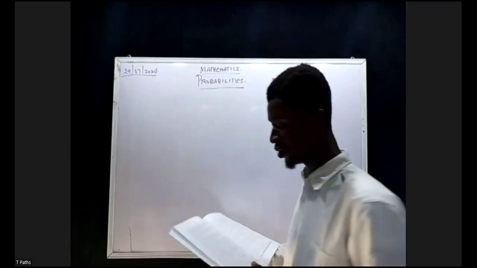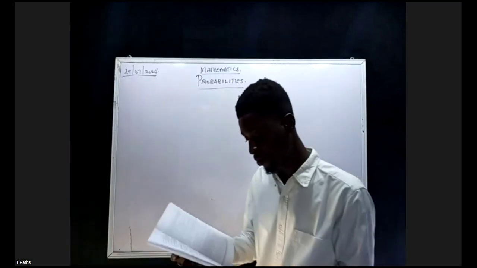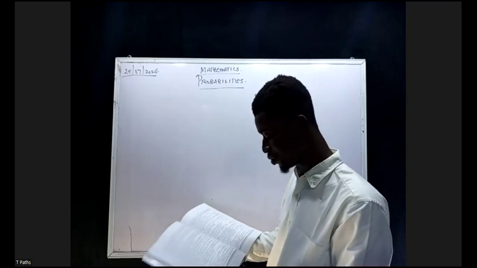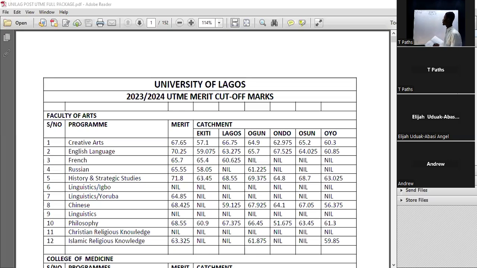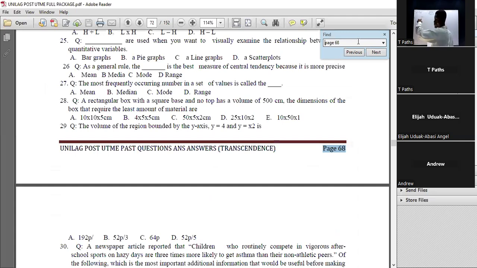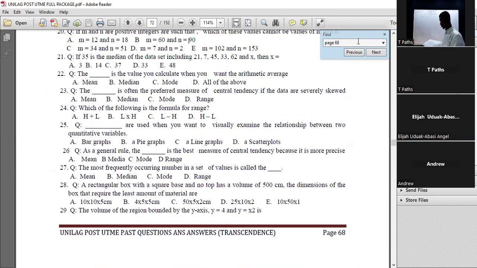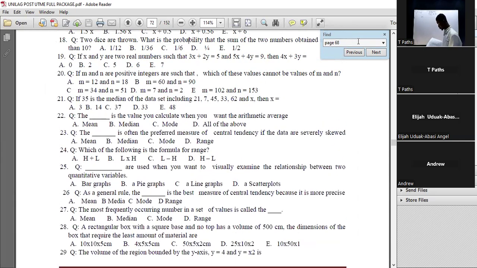Okay, let's look at the first question. Let's open to page 68, number 18. The question says, 2 dice are thrown. Remember, whenever you are starting a question, you need to know your sample space, the total number of possible outcomes. What is the probability that the sum of the 2 numbers obtained is greater than 10?